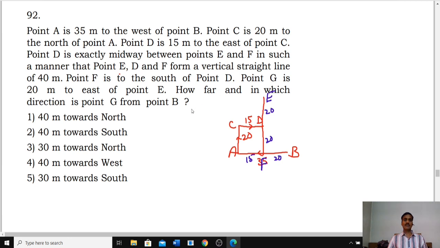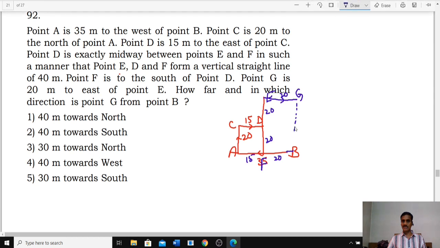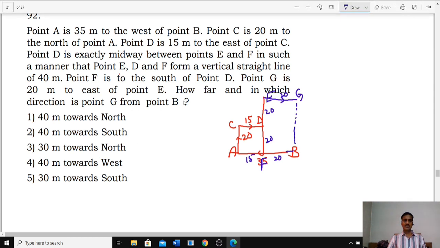Then G is 20 meters to the east of E. From here, G is how much? 20 meters. Hence this G and B are in a vertical straight line. Then how far in which direction is G from point B? Now the distance is 20 plus 20, 40 meters north. 40 meters north, that is given in choice 1.